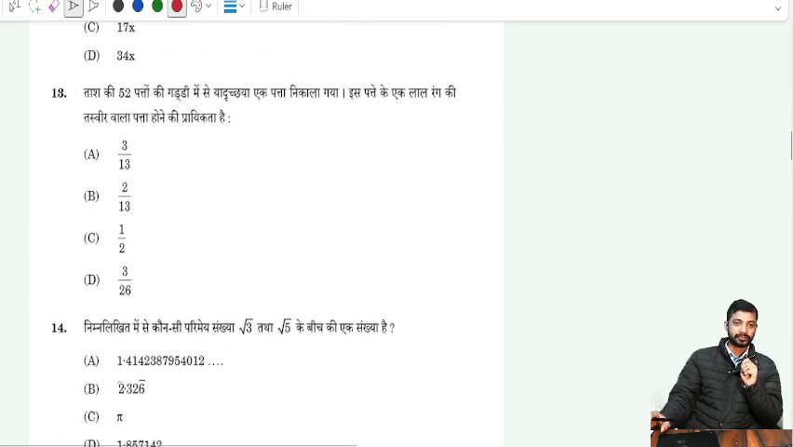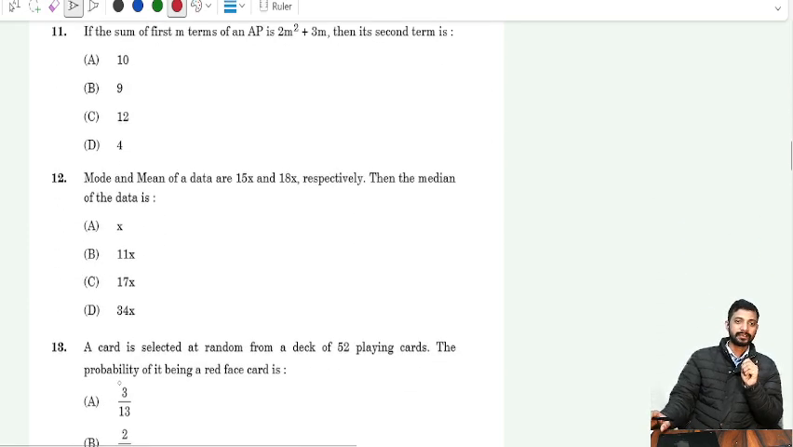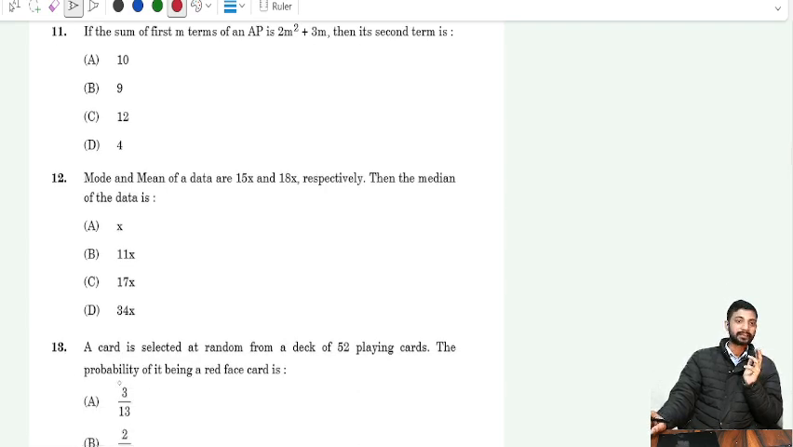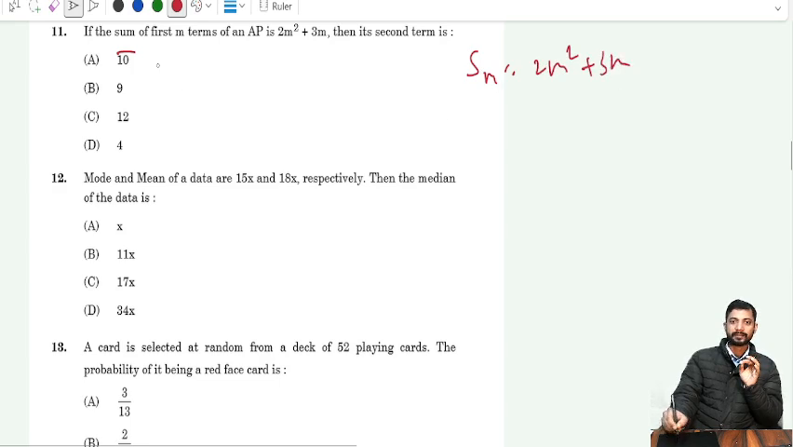Next question. Next is question number 11. If the sum of the first m terms of an AP is given, then you have to find the second term. Here you have been given the sum. What is the sum? Sum Sm. Here the sum is given in m form, variable form. So we can say Sm is equal to 2m square plus 3m. Here m is the number of terms.